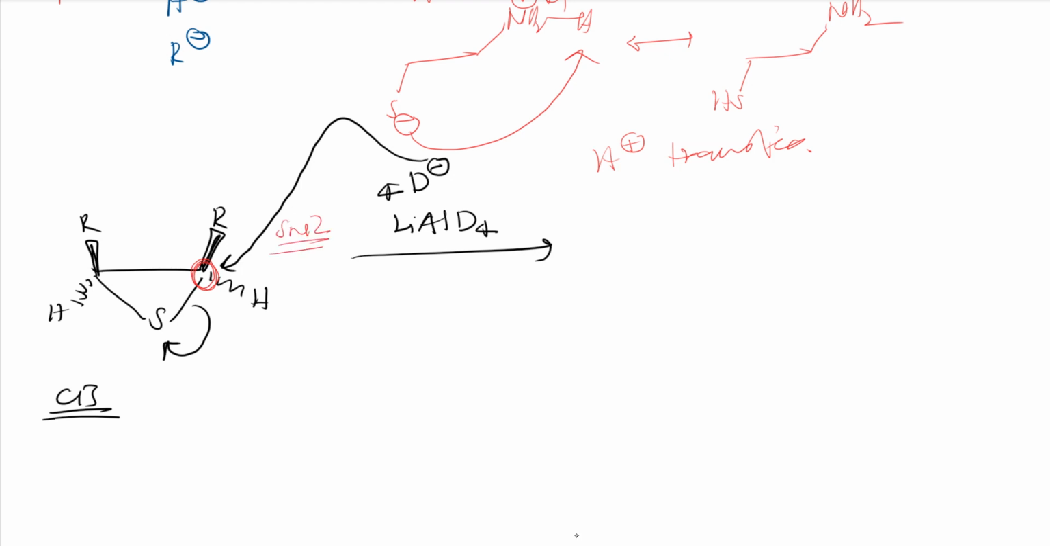Since the SN2 reaction is occurring at this carbon, there should be inversion in configuration. So while writing the product, I will just put SH here. This carbon, everything remains the same: R is above and H is below. Everything remains the same. But in this carbon, initially R was above, but now I am going to keep that R below, and I am going to make this hydrogen above, and this nucleophile D came, right?